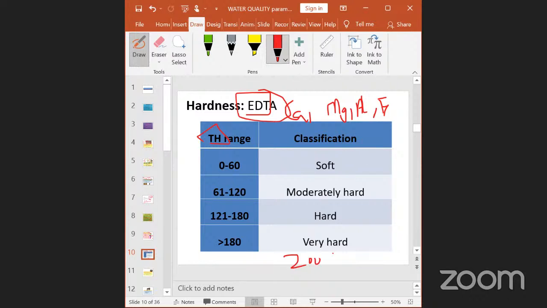You see here, 0 to 60, that water is soft, right? And 61 to 120 is moderately hard water, and 121 to 180 is hard water, and greater than 180 means very hard water, right? So this is the total hardness.